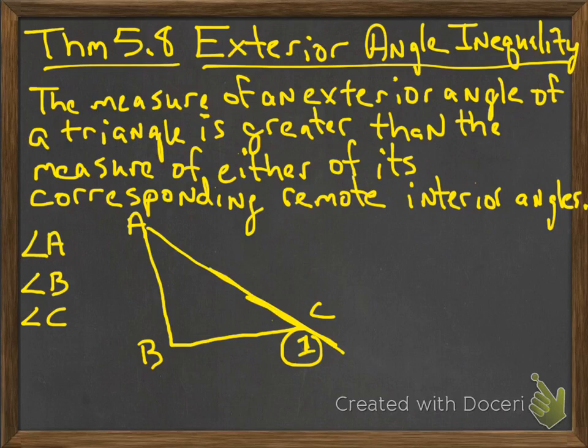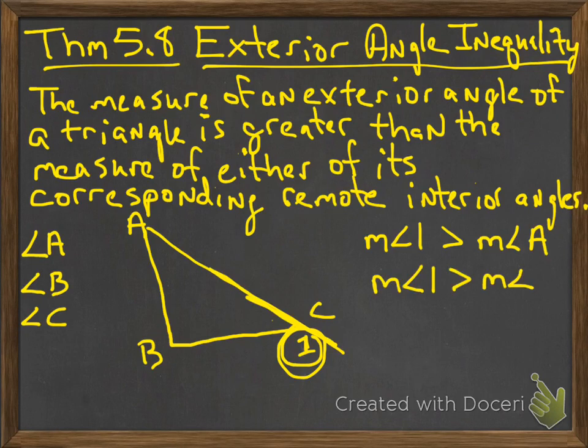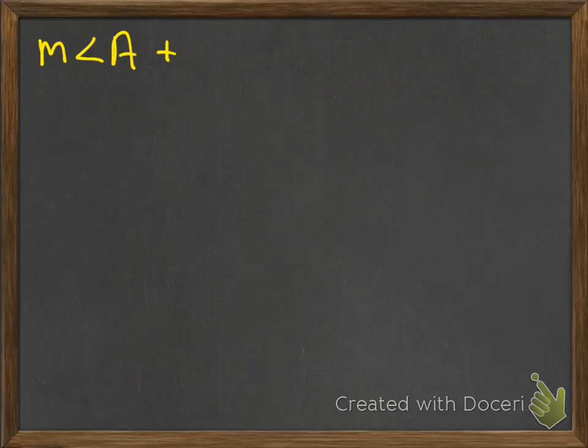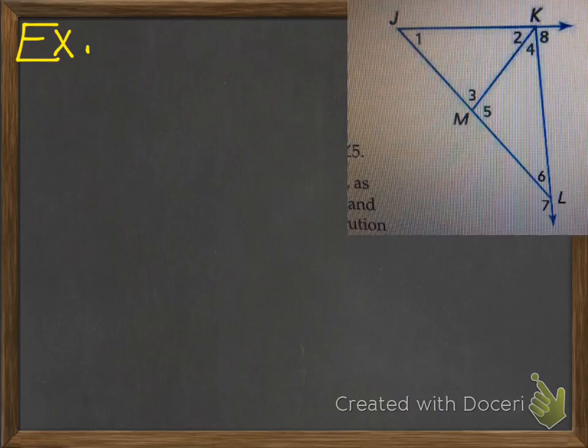In other words, if you add angle A and angle B, you would get angle 1. Okay, so the measure of angle 1 is going to be greater than A, because since A plus B equals 1, angle 1 is going to be greater than A, and it's going to be greater than B. That's what that theorem is basically stating. That one exterior angle is going to be greater than either of the two interior angles that is not next to it. And again, the reason why is because A plus B would have been equal to 1. Okay? All right, so let's do an example.